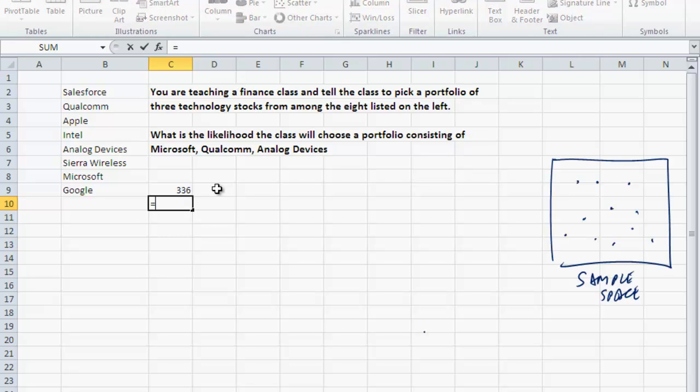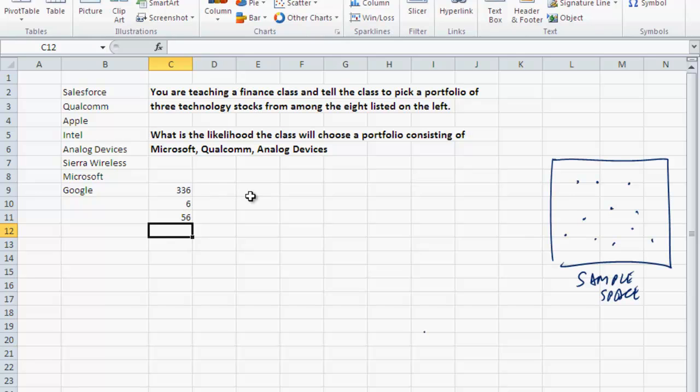So this number 336 that I had, I have to reduce it by the number of ways in which I can arrange these 3 things. These 3 companies that make up the portfolio, I can arrange them in how many ways? 3 times 2 times 1. So that's 6 different ways. Hence, the total number of possible outcomes for this experiment is simply 336 divided by 6.